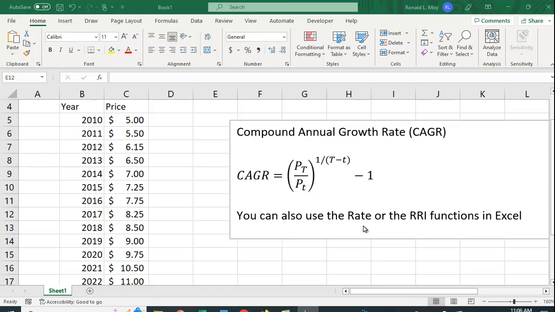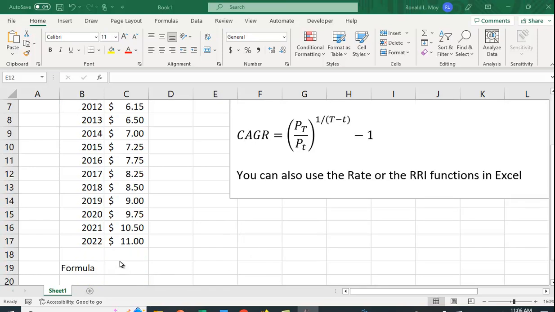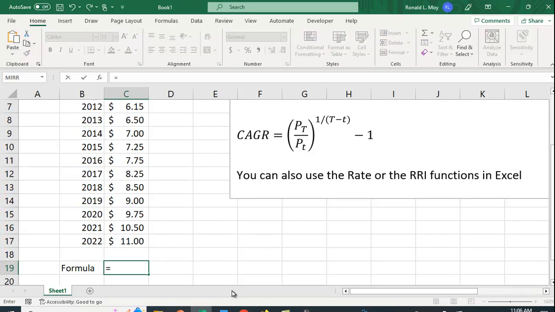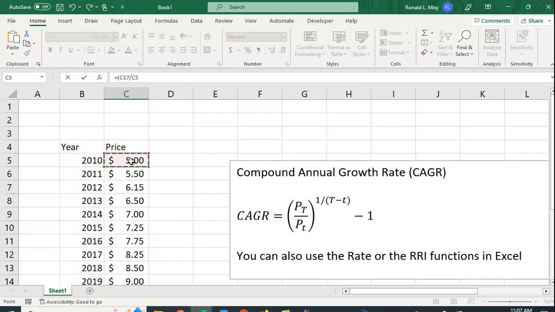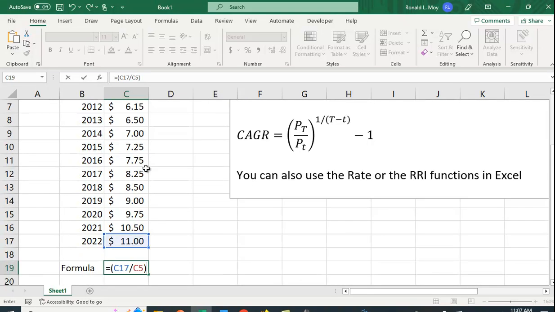You can also use the RATE or the RRI functions in Excel, and I'll show you how to use those too, because it's actually easier. So here, let's try it with the formula. So here it's going to be equal to the last period price, 11, divided by the first period price, which is 5, and then I'm going to raise it to the 1/12 power, and I'm going to subtract 1 from it.